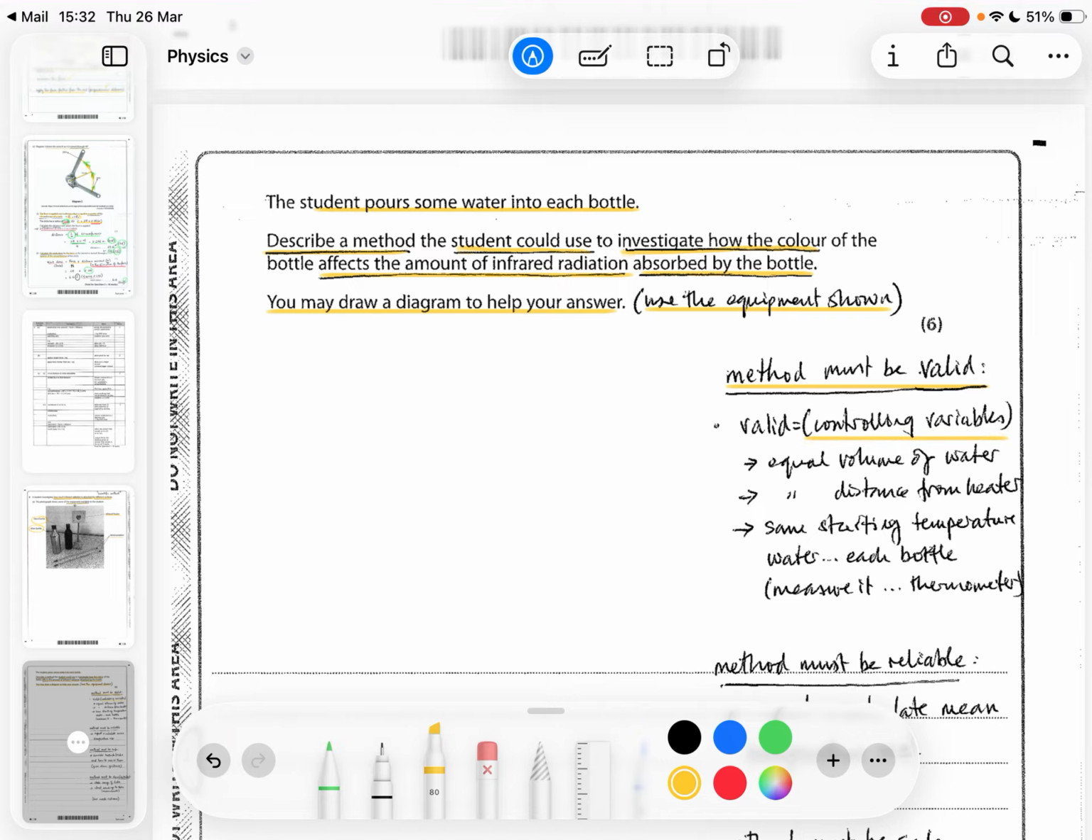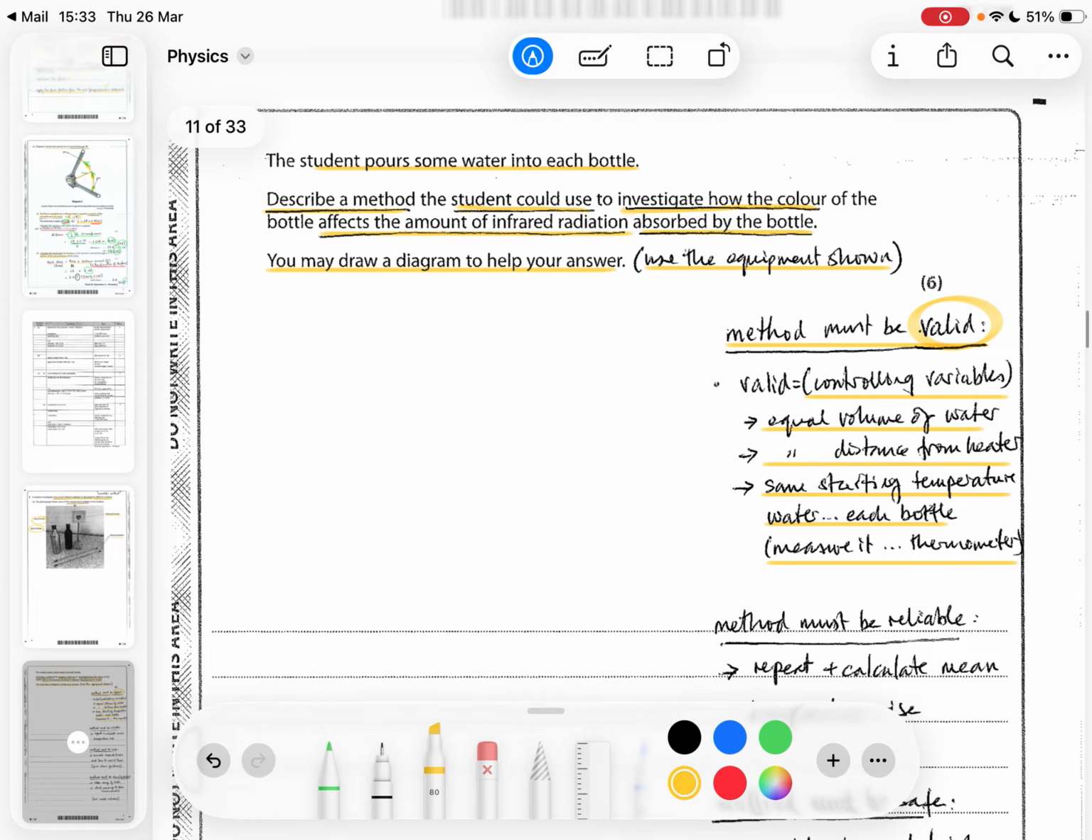So controlling variables makes it valid. If you don't control variables that could make a difference to your results, you get incorrect conclusions. So you need an equal volume of water in each flask. They need to both be the same distance from the heater. Yeah? You want the same starting temperature of the water in each bottle. And, of course, you need to measure it with the thermometer.